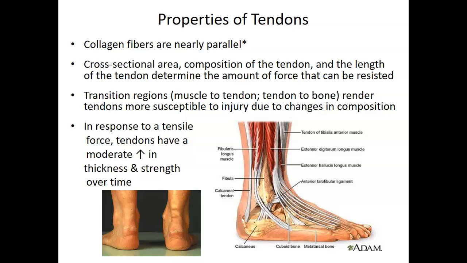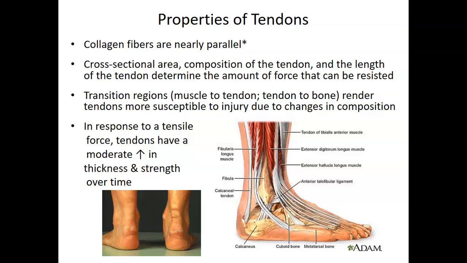The collagen fibers in tendons are nearly parallel. It basically is an extension of the muscle. All those extra muscular tissues, that fascia that surrounds the muscle, comes down, joins at the muscular tendinous junction, and creates a tendon. The properties of that tendon determine the amount of force that can be resisted. So how thick it is, how long it is, how much elastin is in it, all of that determines the amount of force that can be resisted.